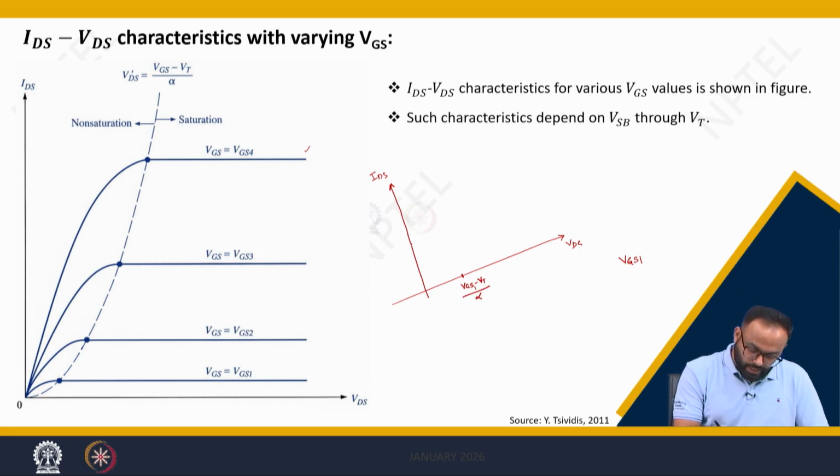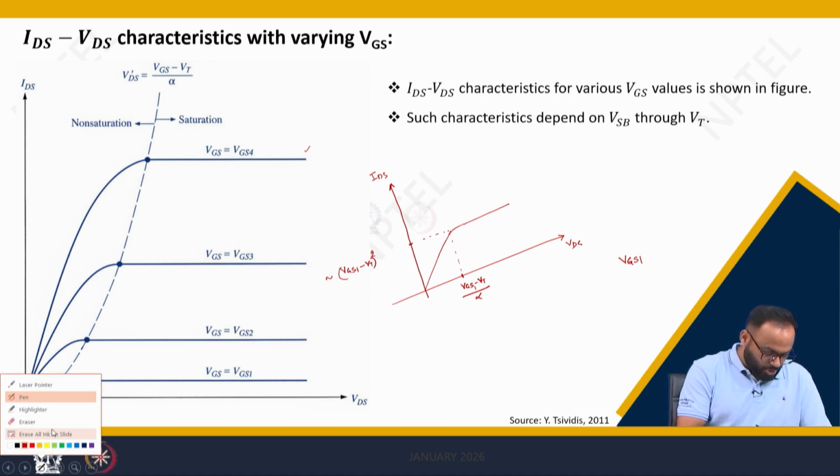Now this current is again what? Quadratically dependent. So let's say this point is (VGS1 minus VT) whole square. So we are just plotting an approximate value. So this point is like this, and till this point my slope lies linearly, and after that it gets saturated, correct?